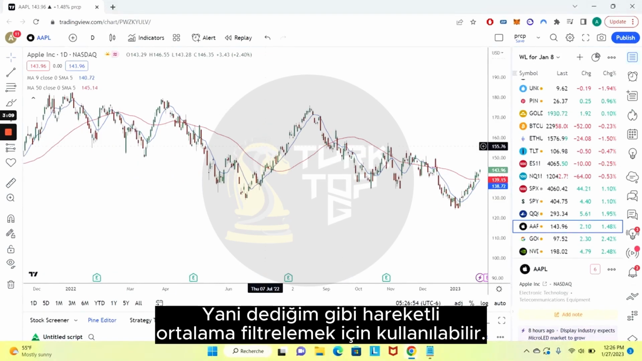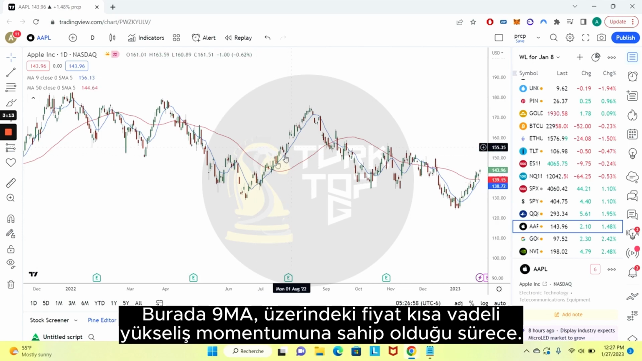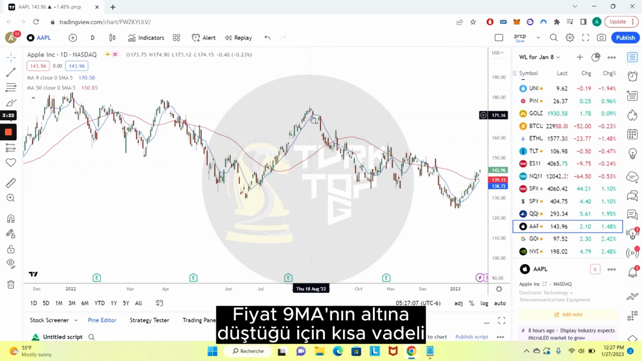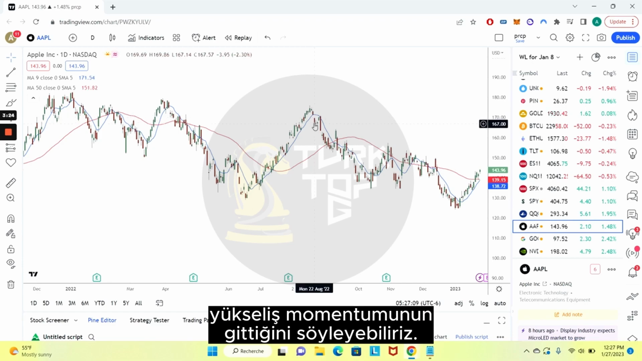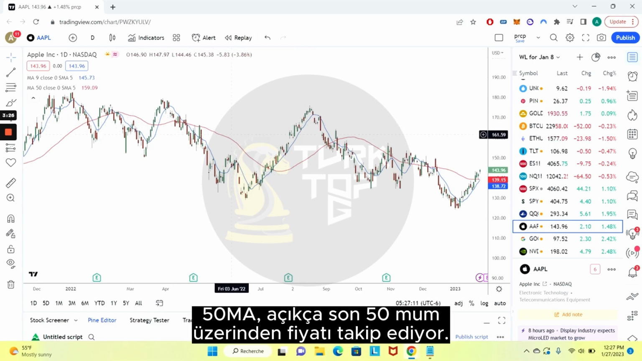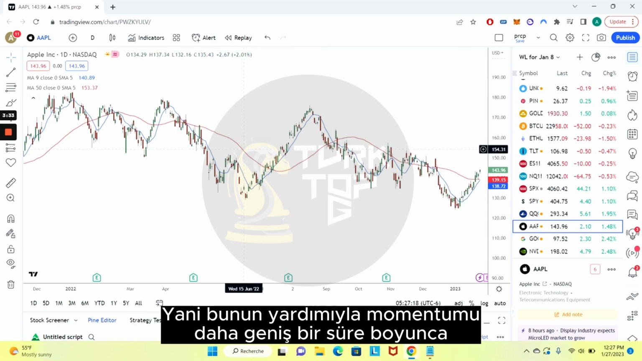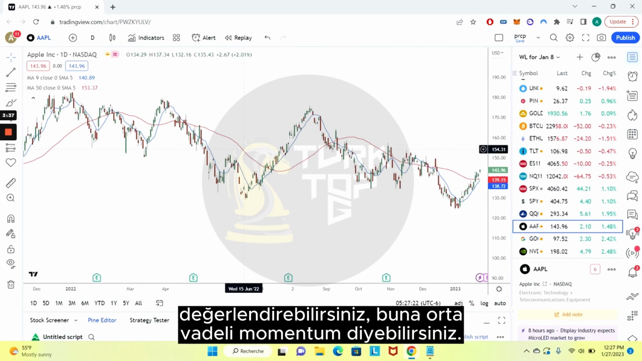So as I said, a moving average can be used as a filter. Here the 9MA, as long as price is above it, it does have short-term bullish momentum. The trend is up. Once the price dropped below the 9MA, we can say the short-term bullish momentum is gone. The 50MA is obviously tracking the price over the last 50 candles. So with the help of that, you can assess the momentum over a larger period of time, aka you can call it the medium-term momentum.